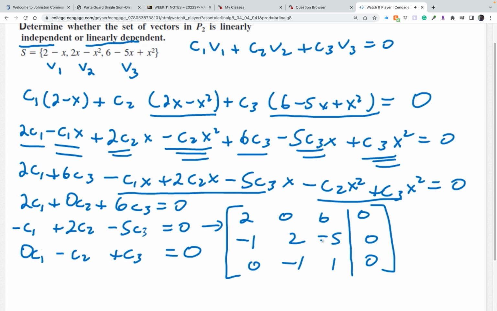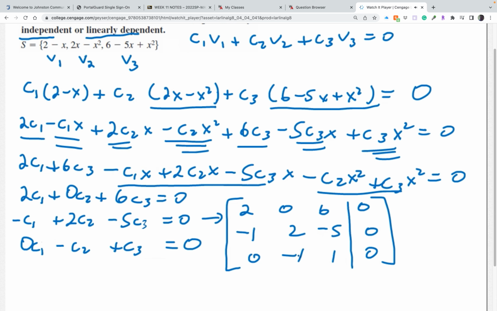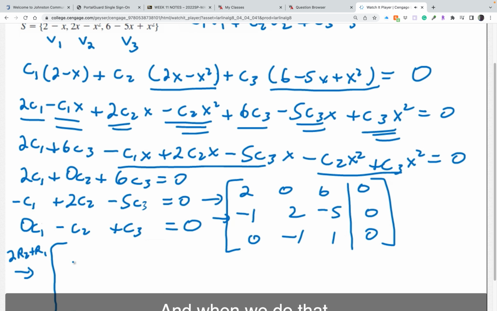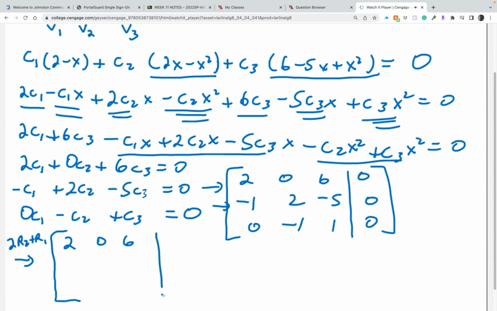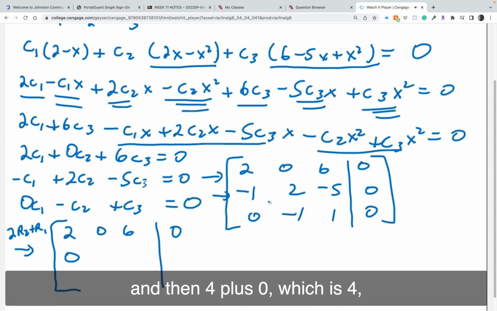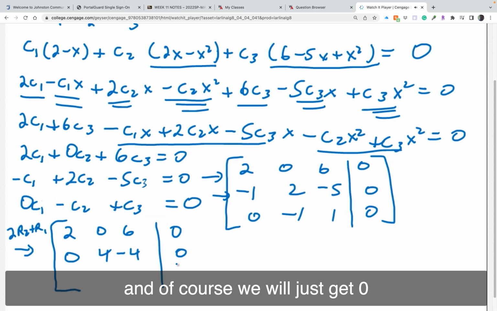So what we could do first is try to eliminate the first term from the second row. To do that, we'll take 2 times the second row and add the first row. The first row will stay the same, but the second row will become negative 2 plus 2, which is 0, and then 4 plus 0, which is 4, and then negative 10 plus 6, which gives us negative 4, and of course we'll just get 0 on the right-hand side. Then of course we'll have 0, negative 1, 1 in the last row.